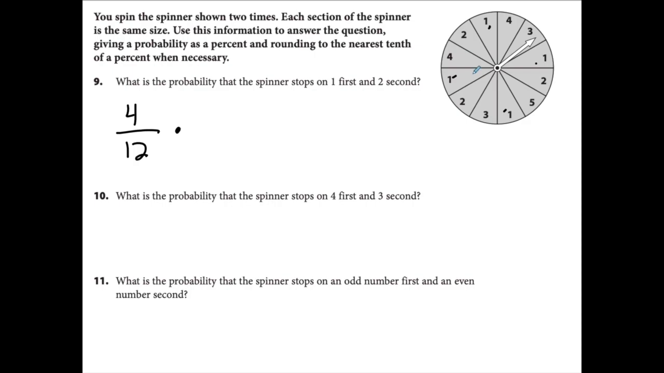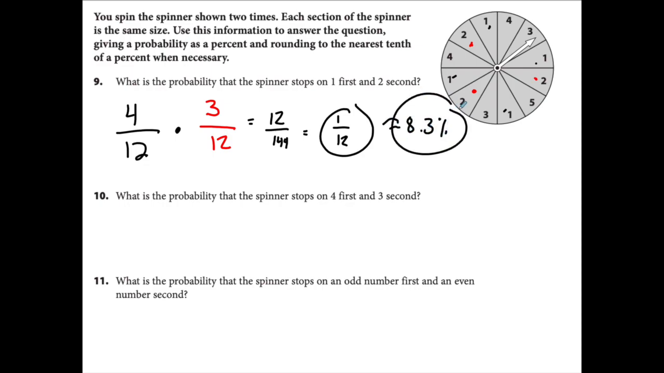And then the probability I'm going to stop on 2 second. Well, what's the probability I'm going to do 2? Well, how many 2s are there? There are 1, 2, 3 2s. So 3 out of 12. So 4 out of 12 times 3 out of 12 is equal to 12 out of 144, or 1 out of 12. Okay, and 1 out of 12 is equal to approximately 8.3%. Okay?